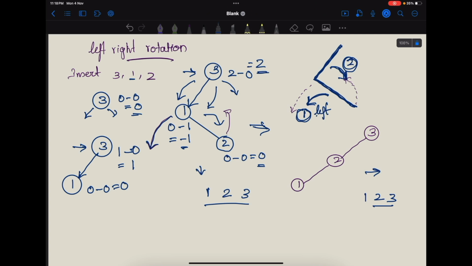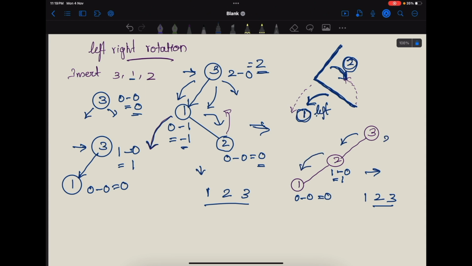And now you have to check the balance factor of 1. So 0 minus 0 equals 0 because there is no left and no right. For 2, there is no right hand side and only one left, so the answer is 1. And while comparing 3, in the left hand side we have 2 levels there.